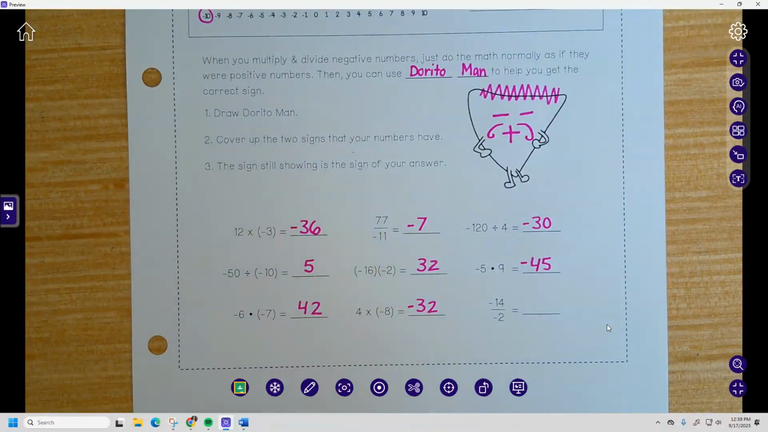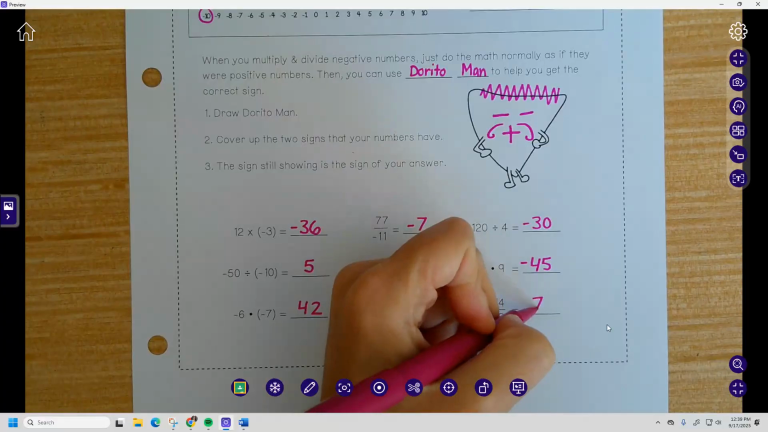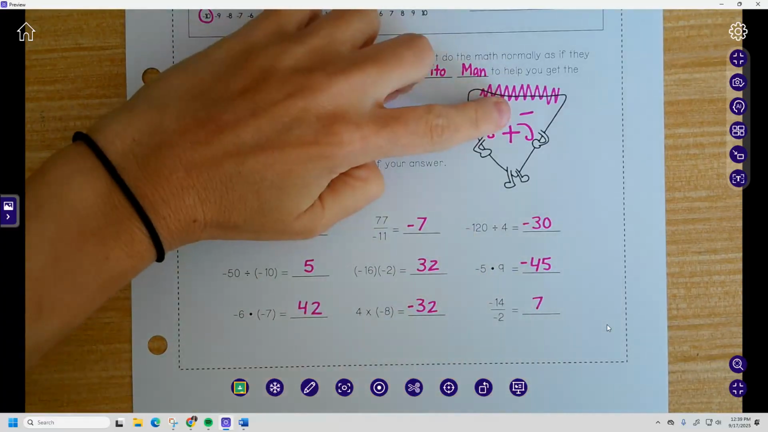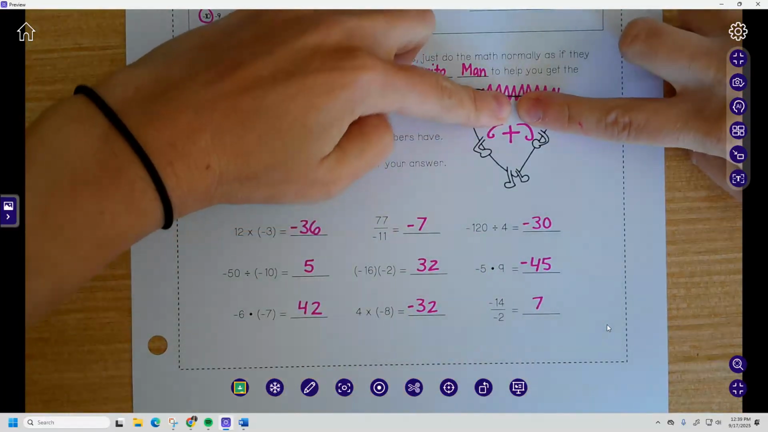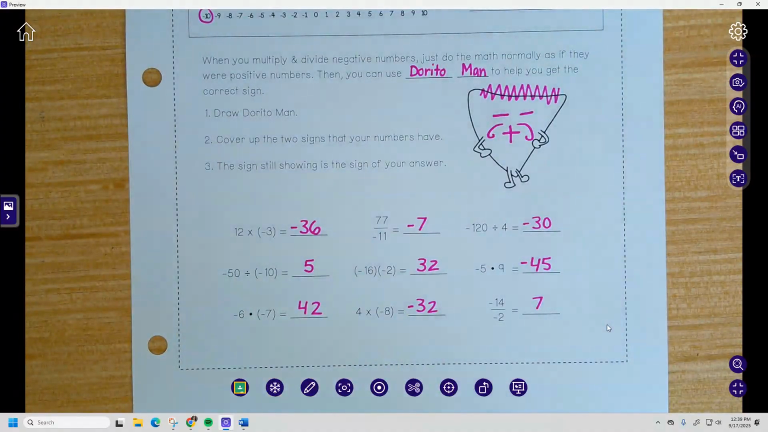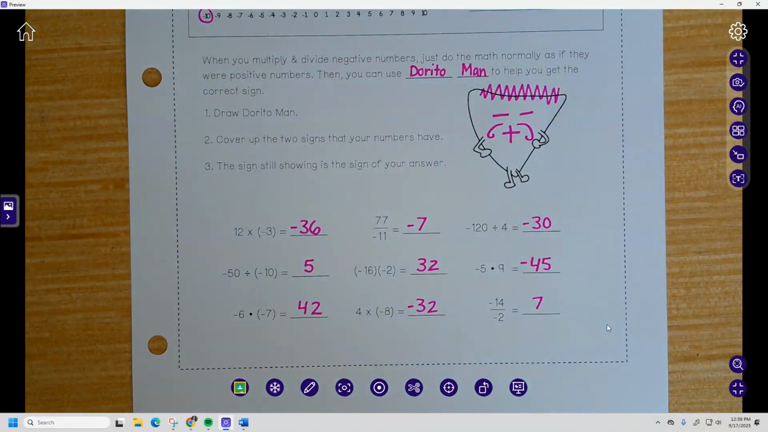And another division problem. 14 divided by 2 is just 7. Negative divided by negative, we just leave it as a positive. So really, you just do the math normally with positive numbers and then use Dorito Man to help you get your sign. And I think you guys will start to notice some patterns here.